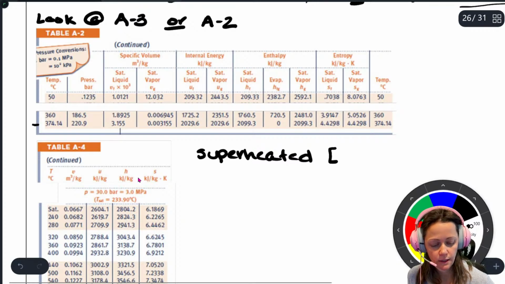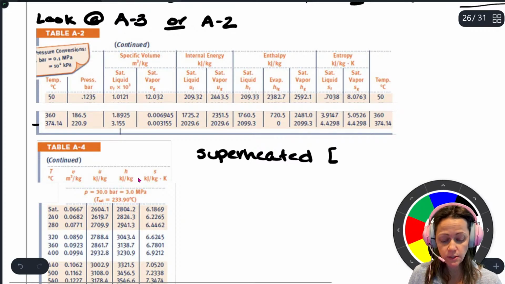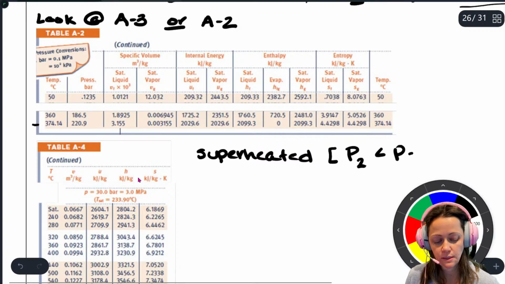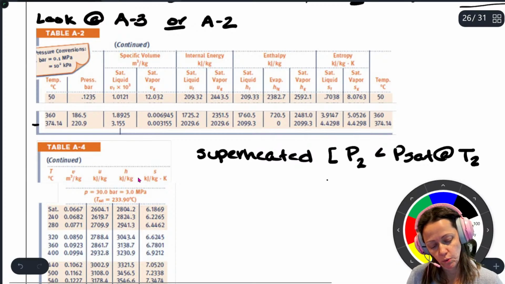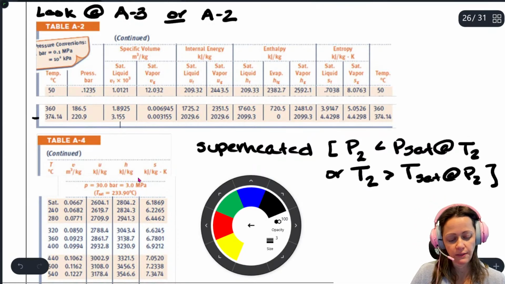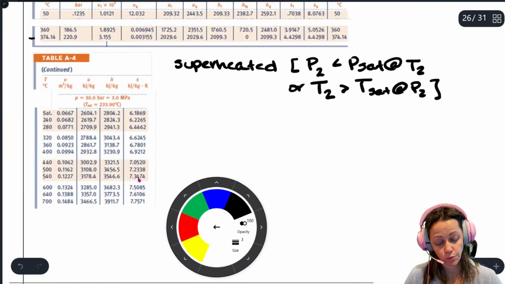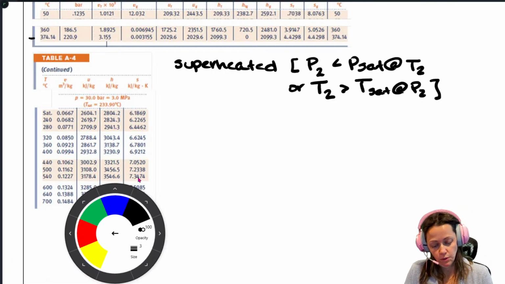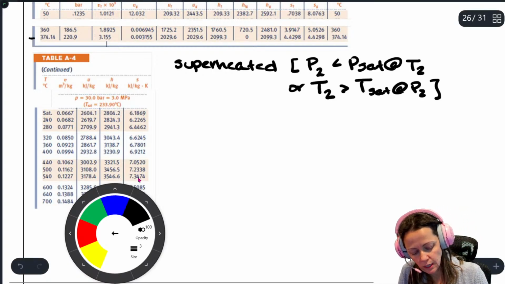Right? What does that mean, or why? So based on table A2, that's because your pressure P2 is less than this saturation pressure at T2, or you could figure out that T2 is greater than Tsat at P2. And you would get that in table A3. So either one is going to give you the same information. So I'm going to go to my superheated tables at 30 bar.